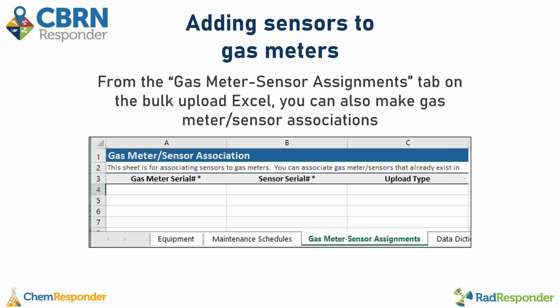Again, I can do this as well through the Excel sheet that I showed before. One of the tabs there is our gas meter sensor assignments. Here for each row, we can enter the gas meter serial number and the serial number of the sensor, and I can obviously do this for a lot of instruments at once to make it more efficient. For those of you who are familiar with RadResponder, just to note, this function is very similar to how you can assign probes to meters. So it's really the same concept.